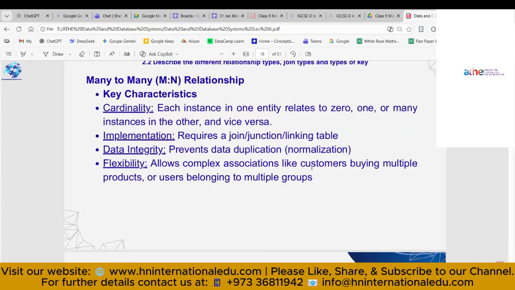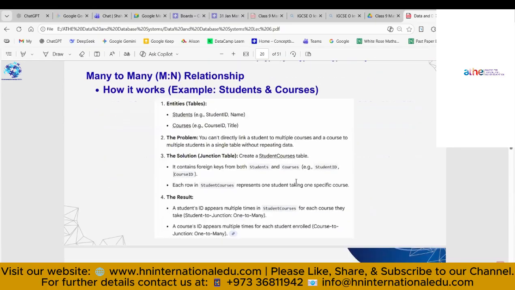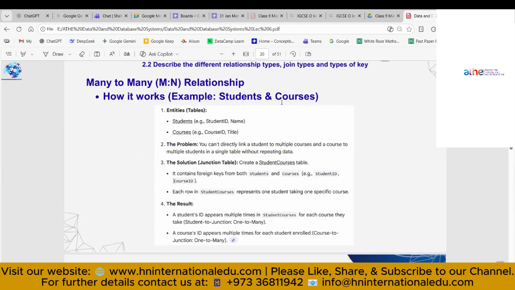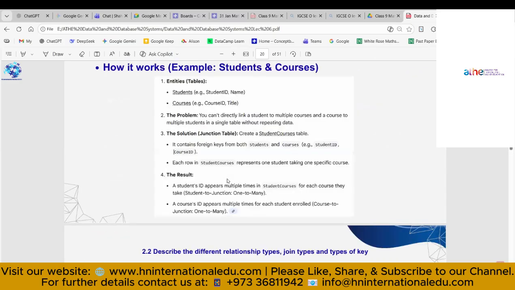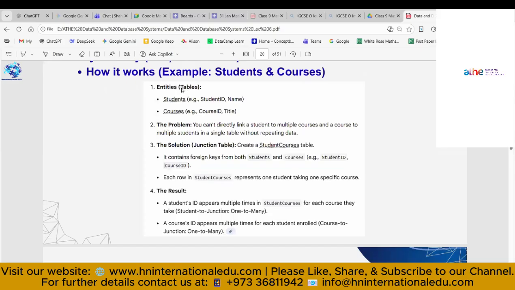It allows complex associations like customers buying multiple products, for example in online shopping, or users belonging to multiple groups. Next is how it works. Take, for example, the students and courses tables. The first one is the entities, which means the tables. The tables which you make in the DBMS or in the database are called entities. And there are only two entities. First one is the students.